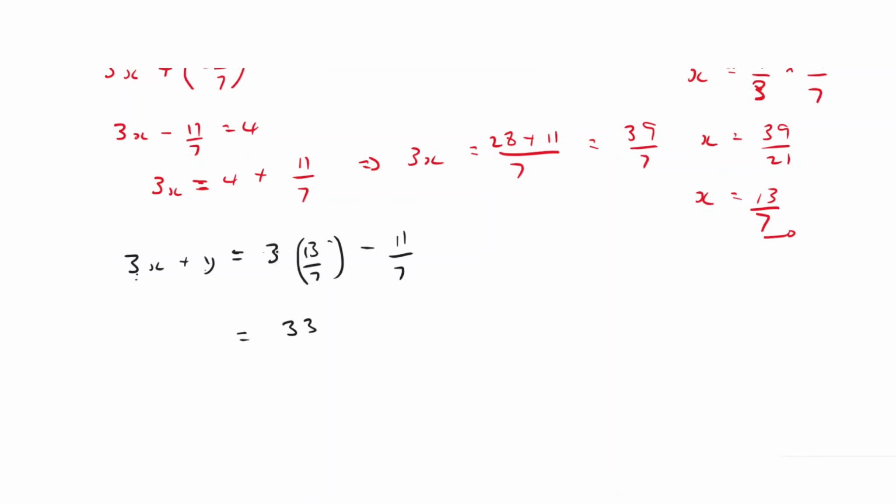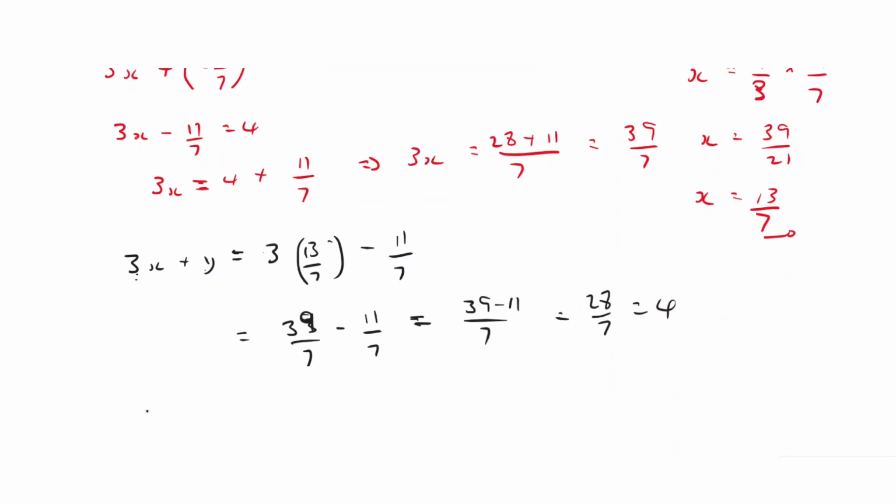3 times 13, it's going to be 39 actually. 39 over 7 minus 11 over 7. So everything is over 7 here. So 39 minus 11, that is 28 divided by 7, which is 4. So it is correct. Both my values are correct.